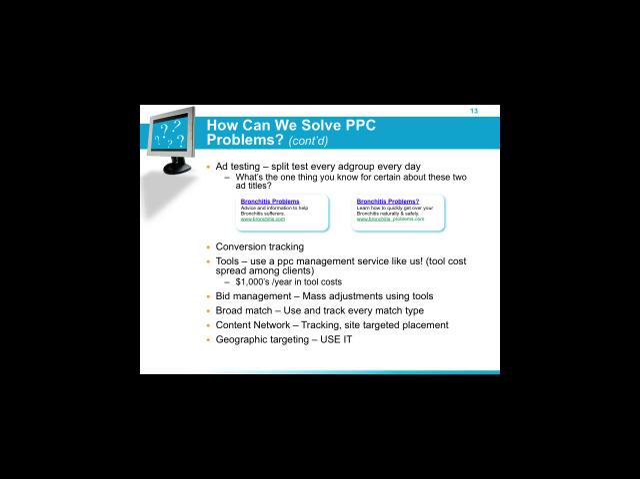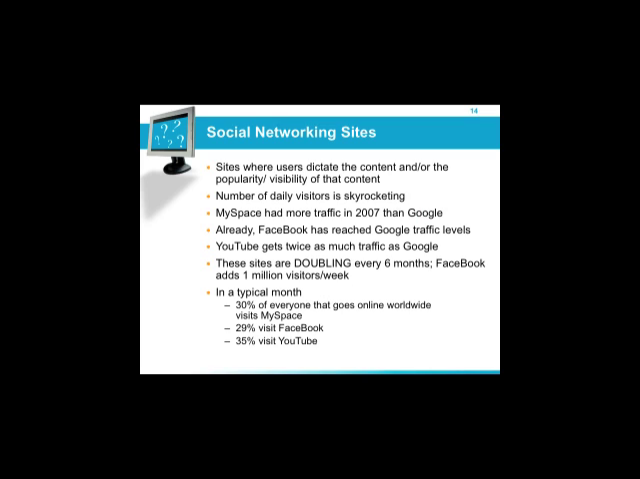Again, there are tools to help you do that. Help you figure out your conversion, bid management, broad match, content network, whatever. Now, you also need to do geographic targeting. Google AdWords allows you to show an ad only to, let's say, for example, people within your neighborhood. Use it. Now, let's look at social networking sites.